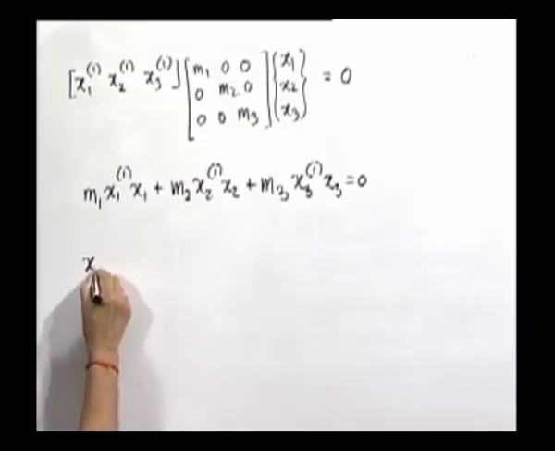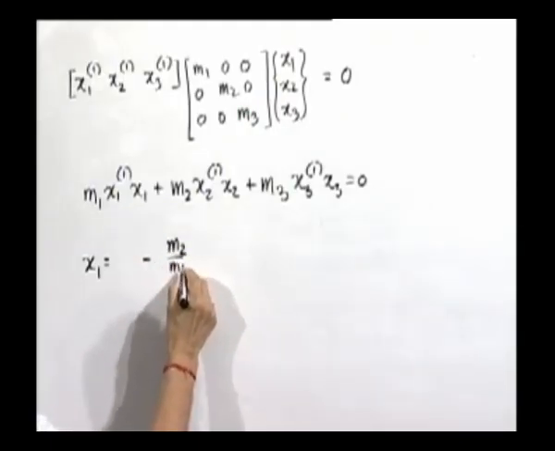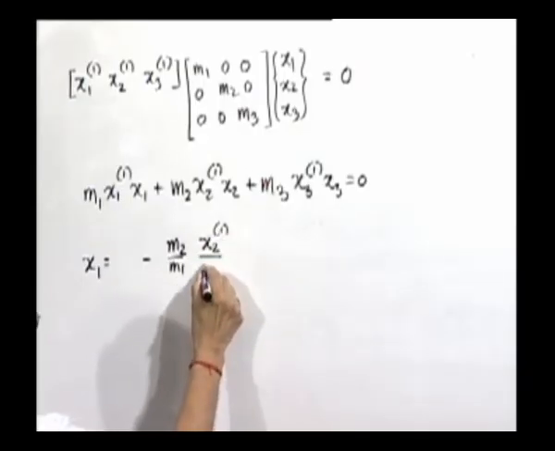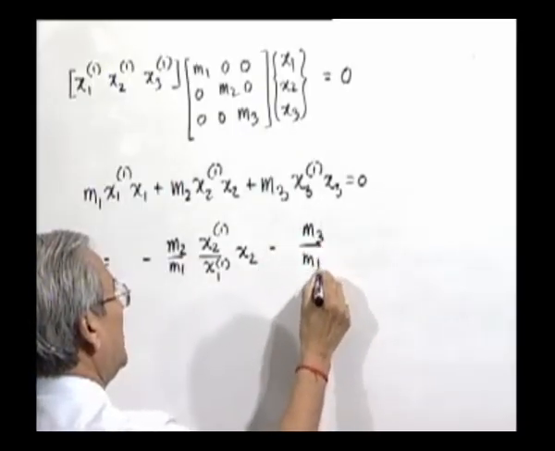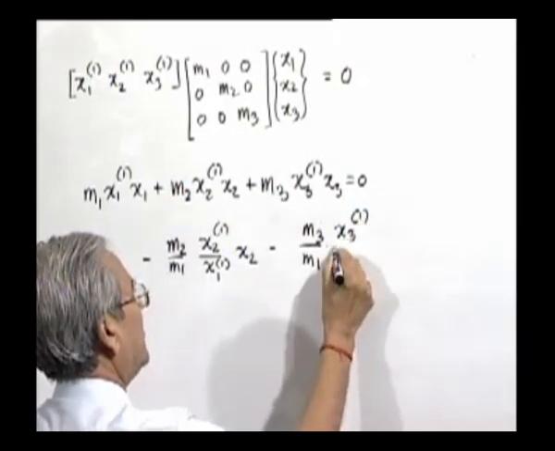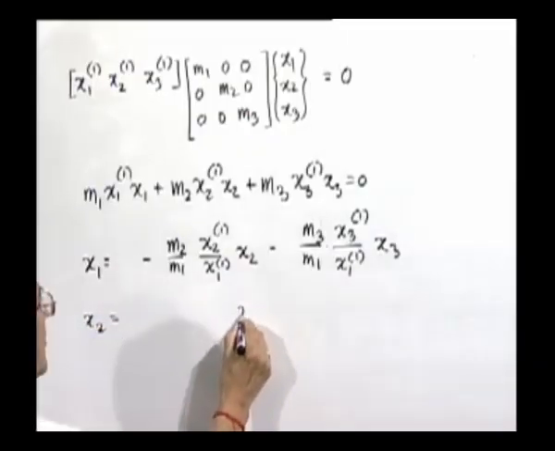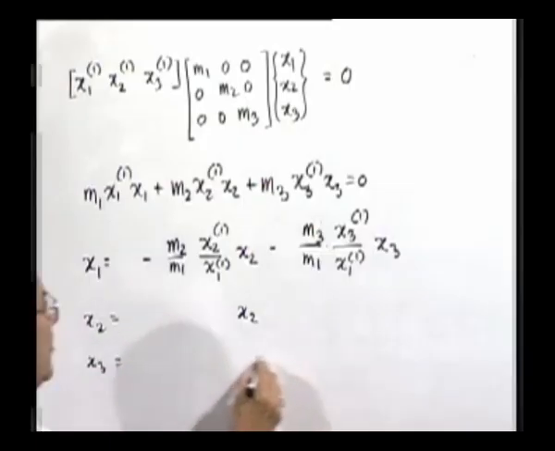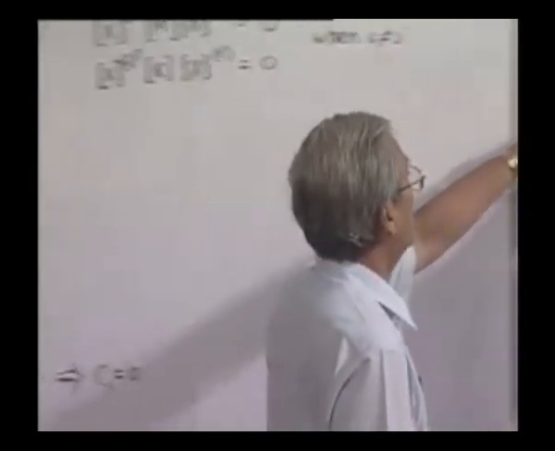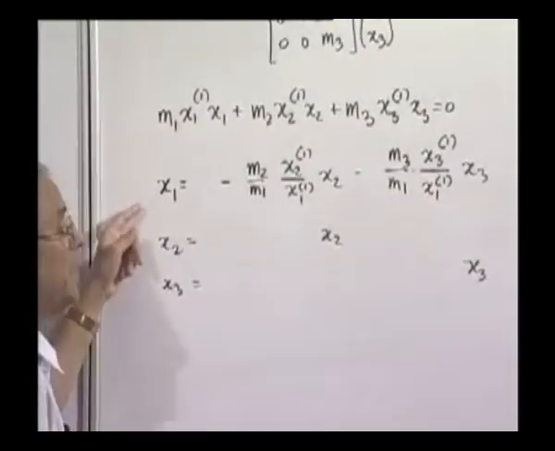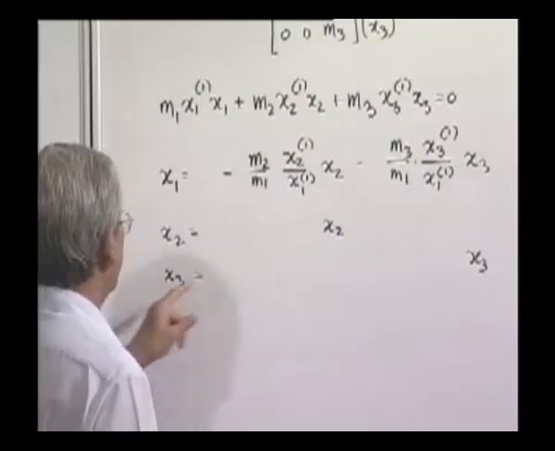We can write x1 is equal to minus... So now we have got this equal to 0, which means x1, x2, x3 cannot all be independent, because x1 can be written in terms of x2 and x3 using this equation. x2 of course is equal to x2, and x3 is equal to x3.